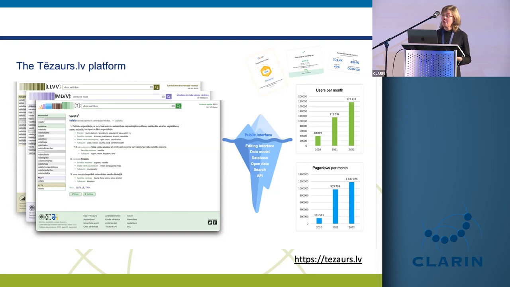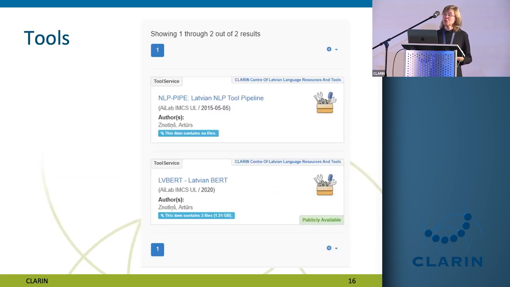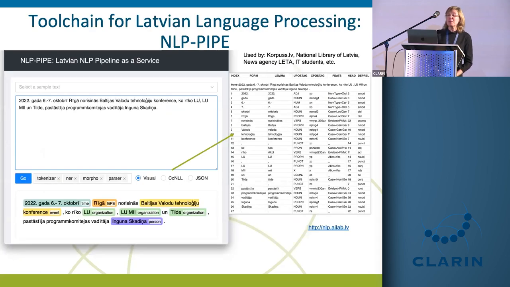And finally, I already mentioned tools. And you can see this NLP pipeline I mentioned. What is important besides this web interface you see on the screen, which performs morphological annotation, syntactic annotation, and entity recognition, is that this pipeline is used to process different corpora of Latvian language, and not only corpora developed at our institute, but for instance, the National Library of Latvia currently hosts their own Sketch Engine instance, and all corpora in this Sketch Engine instance are annotated with the help of NLP Pipe.